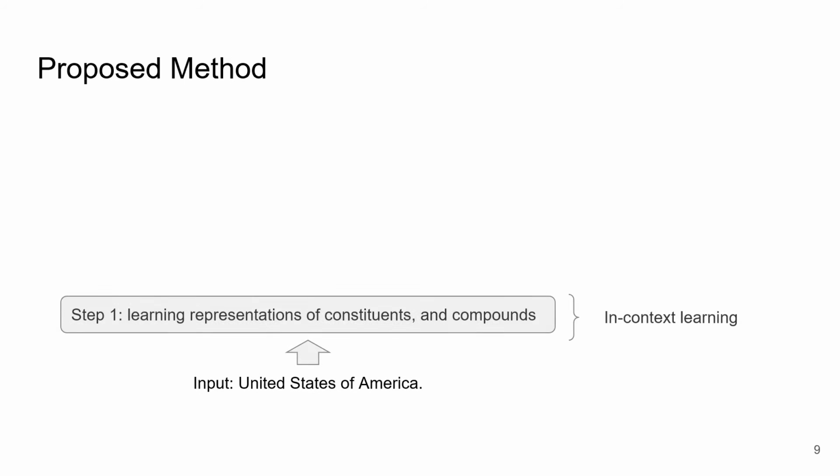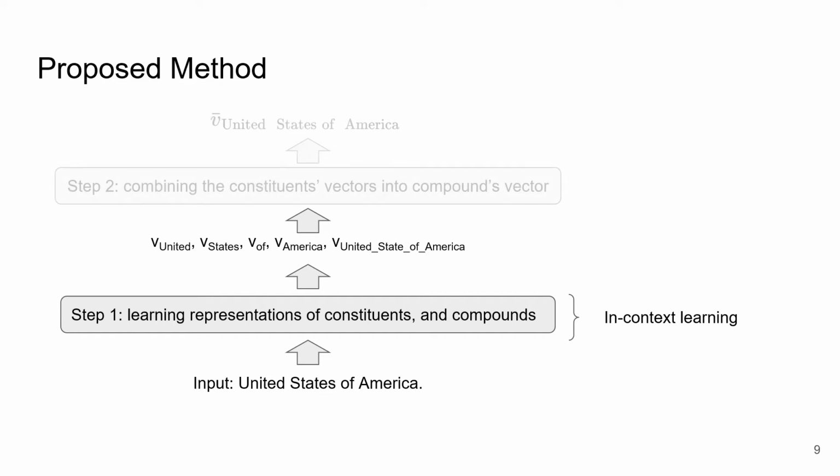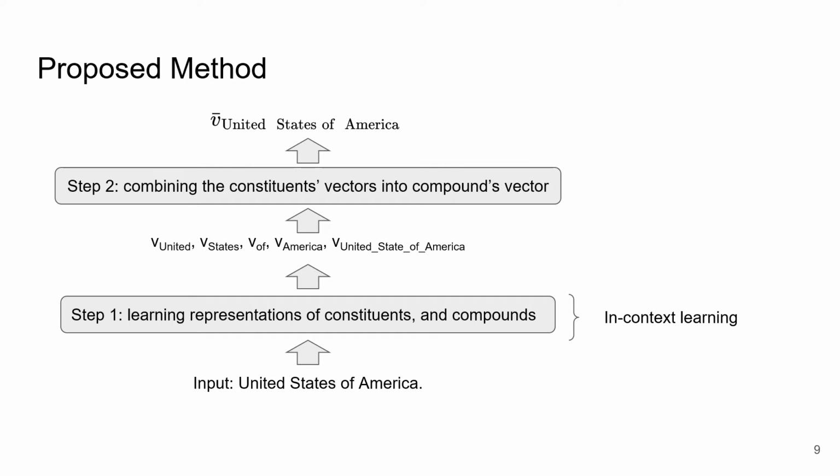Let me discuss the proposed method. First, let's consider the input, the United States. The first step is to learn the representations of the constituents and the compound on purpose using in-context learning. Then we combine the constituent vectors into the compound vector by using out-of-context learning.